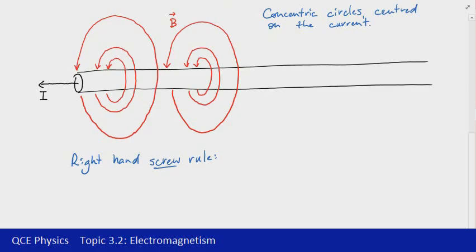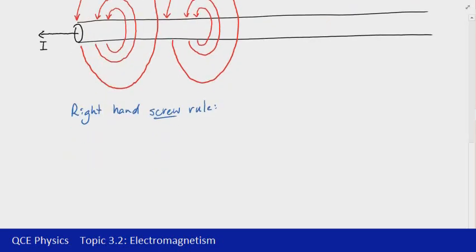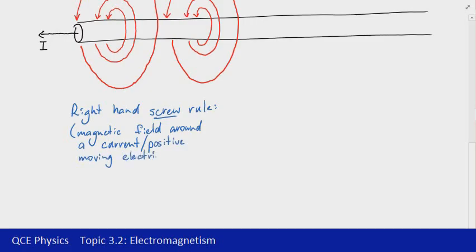For the right-hand screw rule, we're dealing with the magnetic field around a conductor. That's the application of the right-hand screw rule. So, magnetic field around a current, and incidentally it's also the magnetic field around a positive electrically charged object, or positive moving electrically charged object, a charged particle.